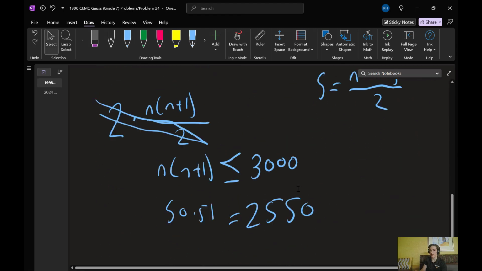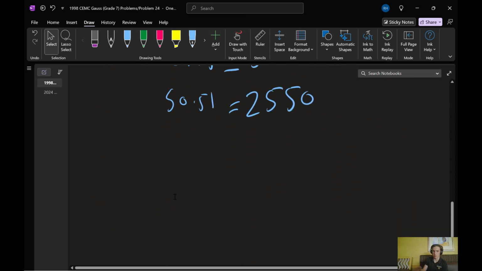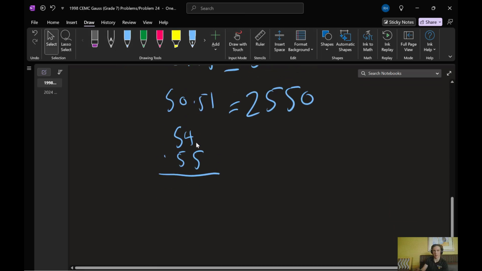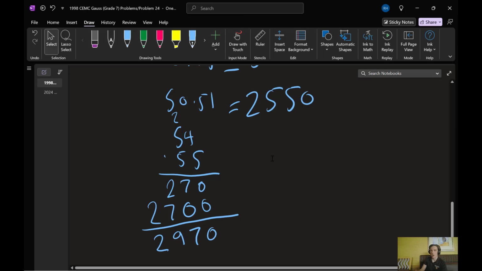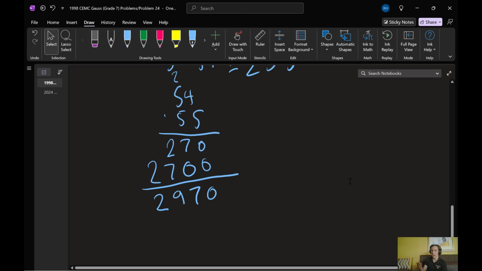Let's see, we need a bigger value now. Let's try 54. Let's see if 54 works. So 54 times 55, we'll just multiply it this way. Well, 5 times 4 is 20. 5 times 5 is 25, so we get 27 here. We'll put in a 0 here, and then we get 20 again, so we'll keep that 2 up there, and 5 times 5 is 25, and then we get 27. So this actually gives us 2970.